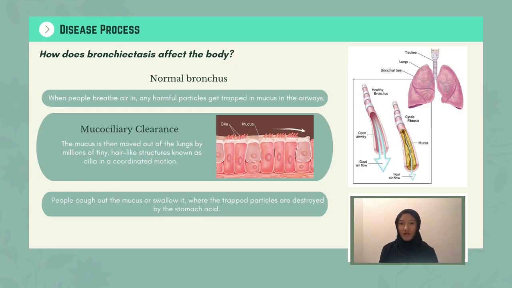When people breathe air in, any harmful particles get trapped in the mucus in the airway. The mucus is then moved out of the lungs by millions of tiny hair-like structures known as cilia in coordinated motions. This is called mucociliary clearance. People cough out the mucus or swallow it, where the trapped particles are destroyed by the stomach acid.